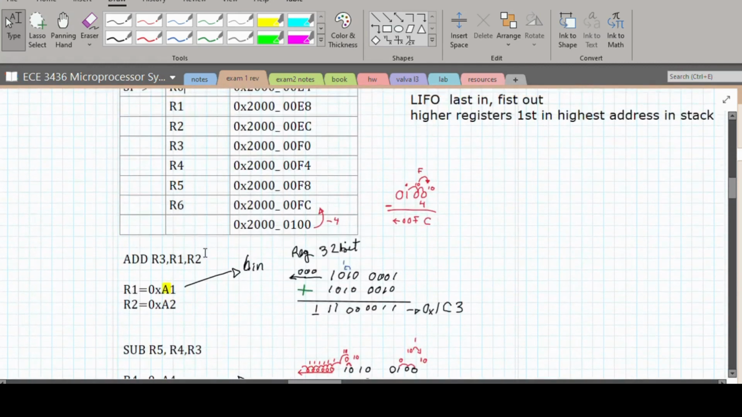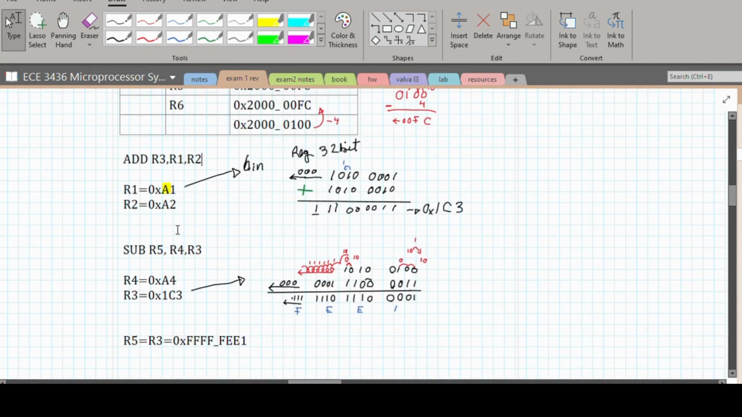And see, then you do the addition. Most of you didn't do the addition. Make sure that you know how to subtract and add. This is just an example of how I did this.